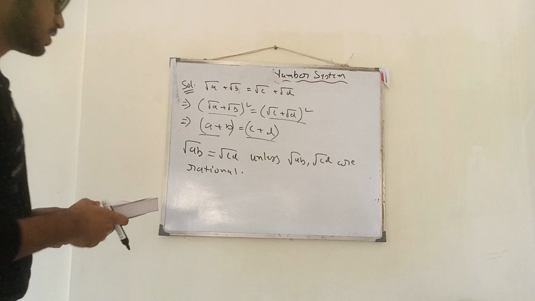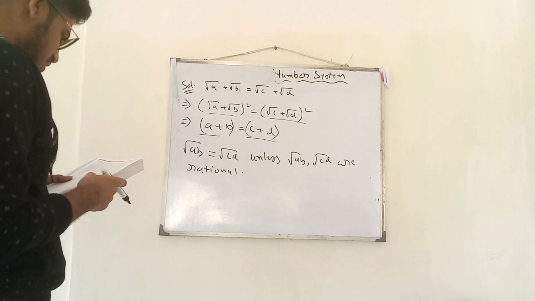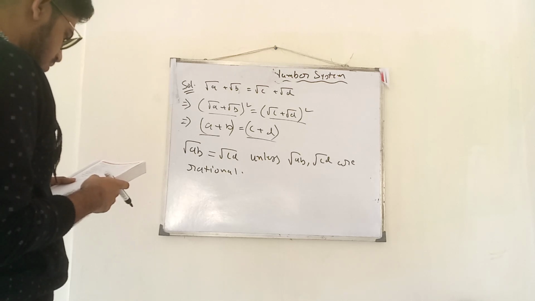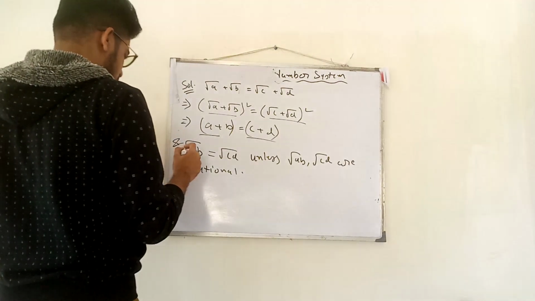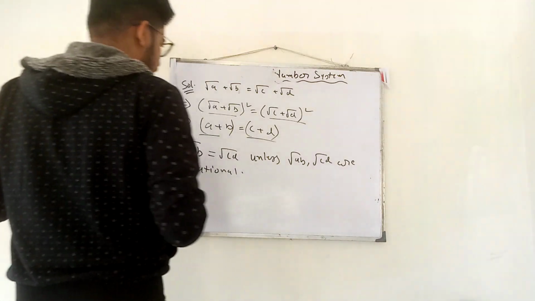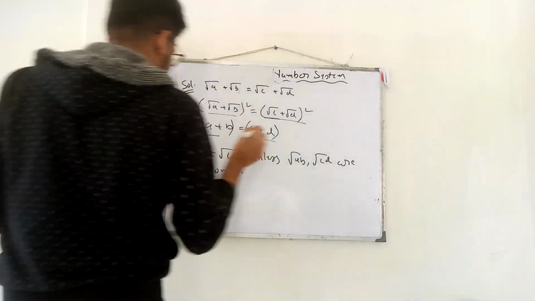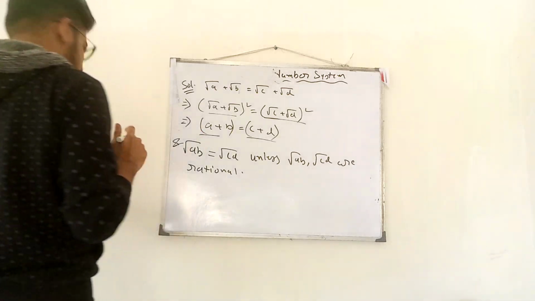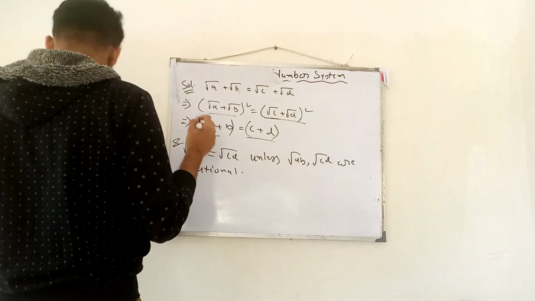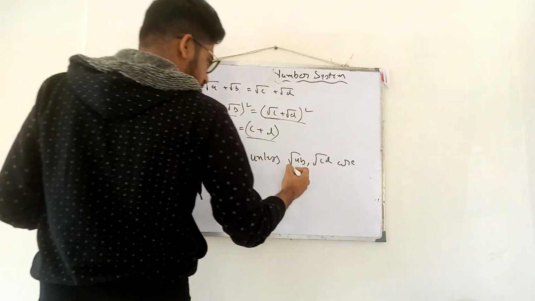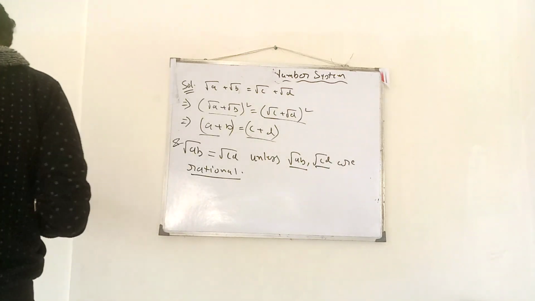How? Unless root AB is equal to root CD, unless root AB and root CD are rational. Root A plus root B is equal to root C plus root D gives, on squaring both sides, A plus B is equal to C plus D, and root AB is equal to root CD unless root AB and root CD are rational. See example 7.